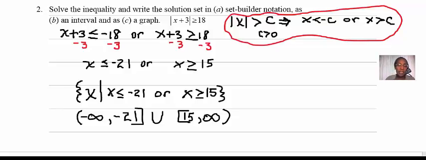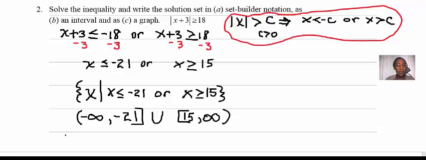A negative infinity symbol is always to the left of an interval, always enclosed with a parenthesis. Positive infinity is always to the right of an interval, and again, always enclosed with a parenthesis. These are always enclosed with a parenthesis because you can't equal infinity. Infinity is not a number, it's a description of a pattern of behavior.